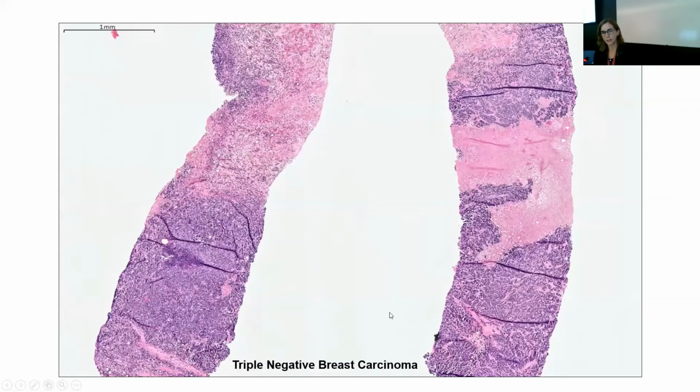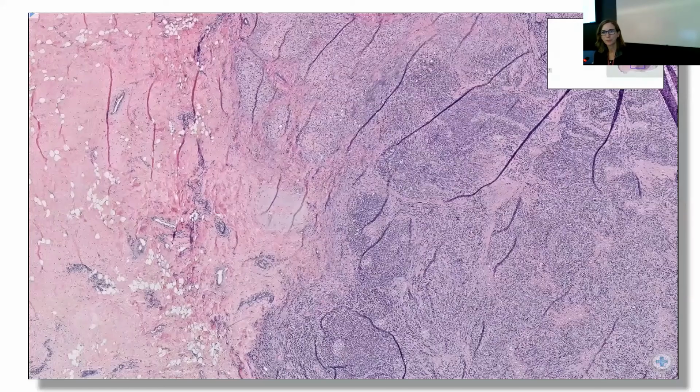So here's a typical example of a triple negative breast cancer, right? So we've got sheets of high-grade tumor cells. Sometimes you have areas of necrosis or fibrosis. And so, it's not especially distinctive. It looks high-grade, it's solid, there's no tubule formation.